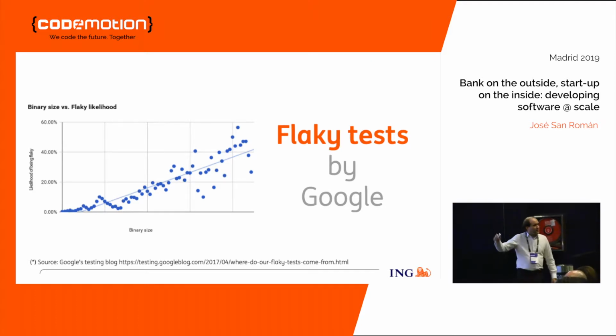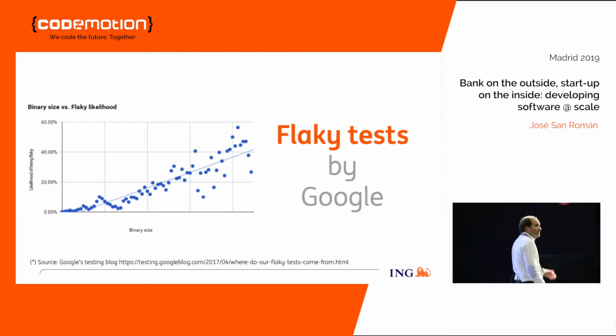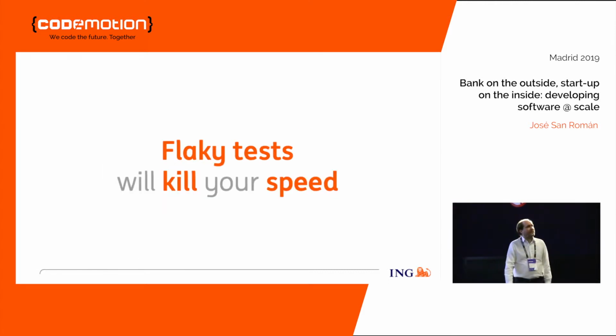This is a graph where they cross the size of the test. They don't use, because of the complexity of the definitions, unit testing, integration testing, and UI testing. They use small, medium, big, simple, and the probability of being flaky. There's a correlation. It's clear. The bigger the test, the flakier it is. Cool. Flaky tests will kill you.